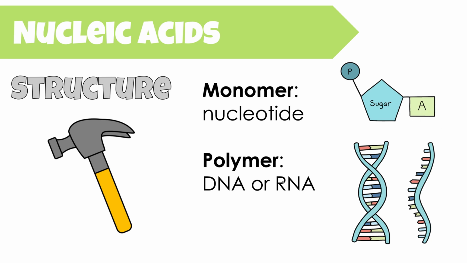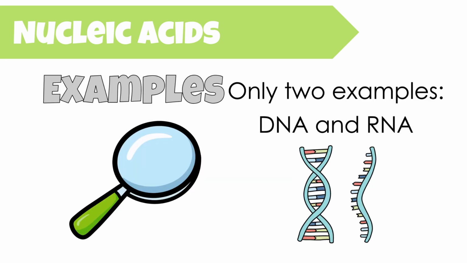And so depending on which nucleotides we're dealing with, we could be looking at a polymer of DNA or a polymer of RNA. And again, later on this year, we'll talk about the differences between DNA and RNA. But for now, DNA and RNA are repeating subunits of those nucleotides coming together to form that larger molecule. And the only two examples for nucleic acids are DNA and RNA. There are no other examples out there. So those polymers are the examples.